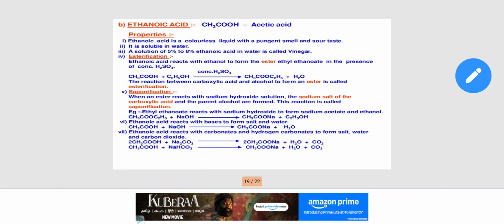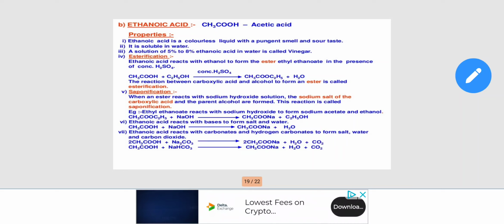Esterification. In this reaction, ethanoic acid reacts with ethanol to form the ester ethyl ethanoate in the presence of concentrated H2SO4. You can see this reaction here. First ethanoic acid CH3COOH plus ethanol C2H5OH react with concentrated H2SO4 and give CH3COOC2H5 and water is released. The reaction between a carboxylic acid and an alcohol to form an ester is called esterification.